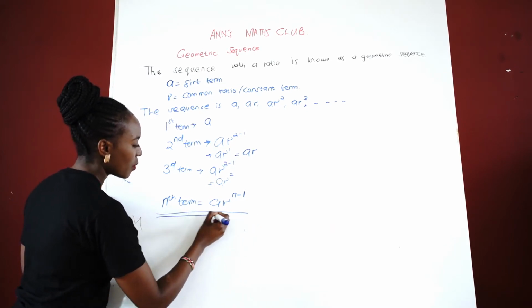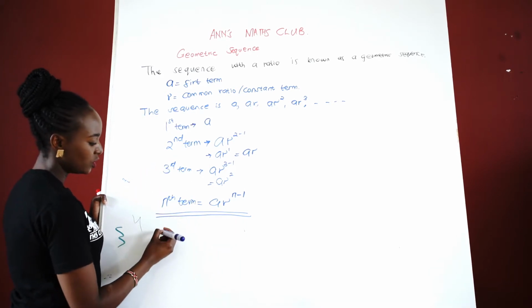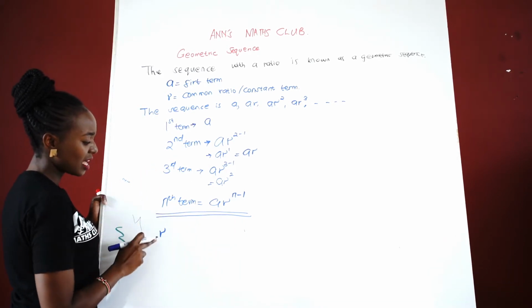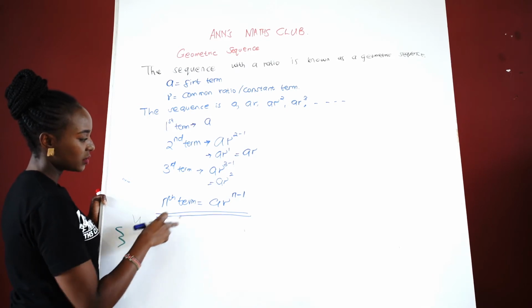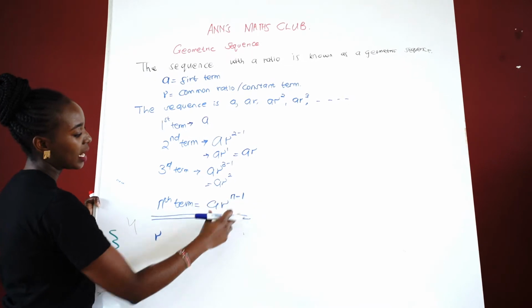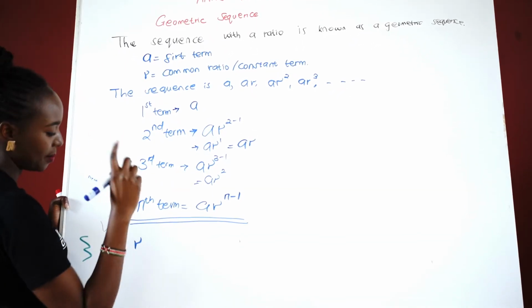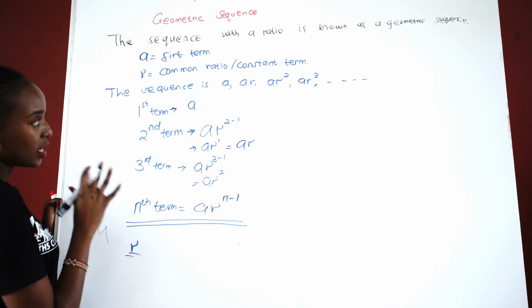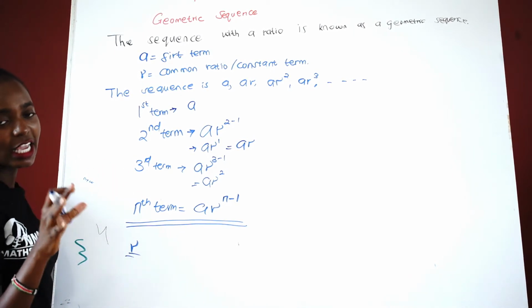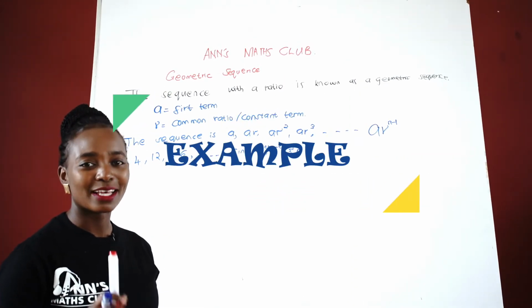So whenever we talk about the geometric sequence, we are looking at a common ratio, which is R. And therefore this is how we apply it: the nth term is AR^(n-1). And in this case, A is always the first term. Okay, so this is just the concept. Let us get into working an example. Let us get into example 1.